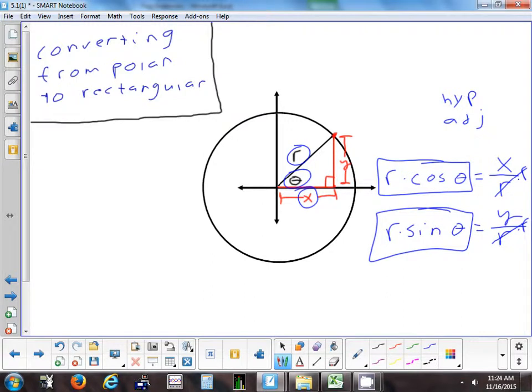Okay, and when you're done, after you find x, after you find y, write your final answer just like that, as a coordinate. So changing polar to rectangular, it's all based on a right triangle. And these are the only two formulas you need. That's it.